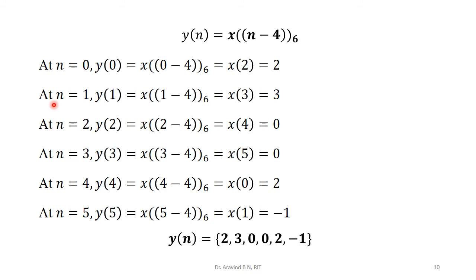Similarly, at n is equal to 1, y of n will be equal to x of 1 minus 4 with respect to 6. We get x of 3. The answer is 3. Similarly, at n is equal to 2 we got 0, n is equal to 3 we got 0, n is equal to 4 we got 2, n is equal to 5 we got minus 1. Now making the sequence in one row representation, y of n is equal to 2 3 0 0 2 minus 1. This complete solution is worth around 6 marks and has been asked in older DSP question papers.